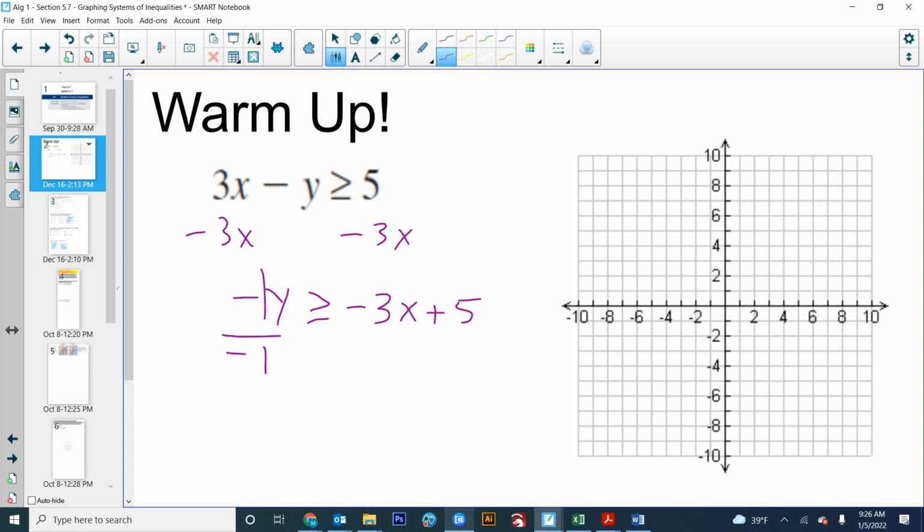Now, when we divide by a negative across the inequality, a little light bulb should be going off, right? What do we do with the inequality, Alexis? We switch it. Instead of greater than, it's going to go to less than. Now, the or equal to isn't affected. Okay, what's -3 divided by -1? +3. What's 5 divided by -1? Okay, so there's my equation. That's what I need to graph.